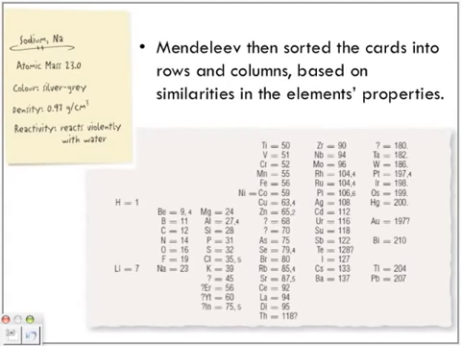So here in this diagram to the left, up at the top, we have sodium, and he broke down the things he knew about sodium: its atomic mass, the color, density, its reactivity. Mendeleev then sorted the cards into rows and groups based on similarities in the elements' properties. So he had a whole bunch of these cue cards that he sorted out, and he put them together with other things that were similar.